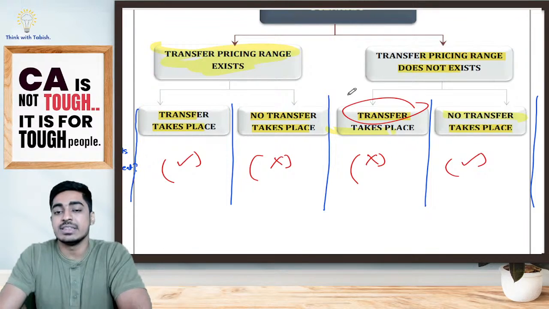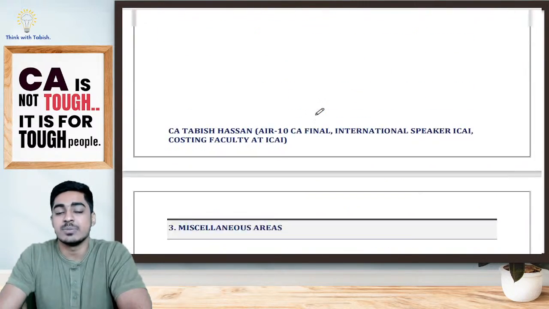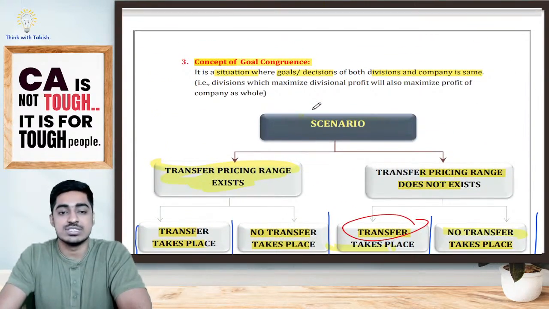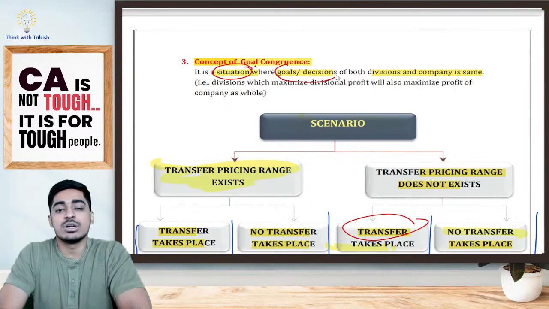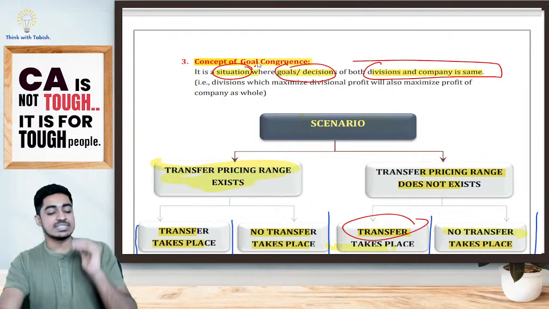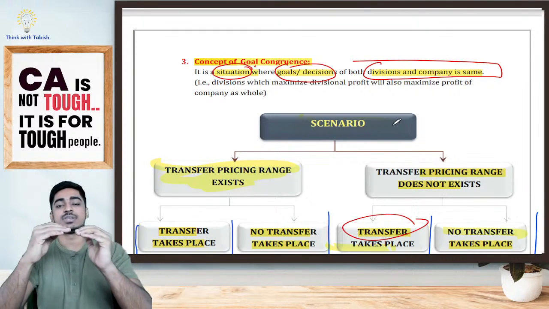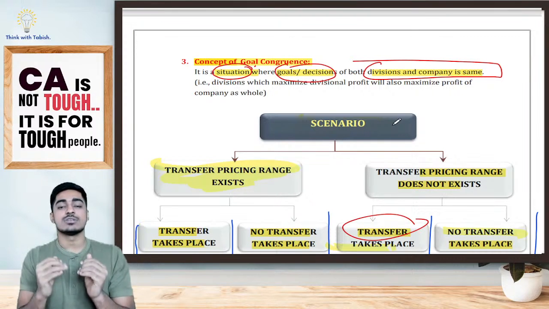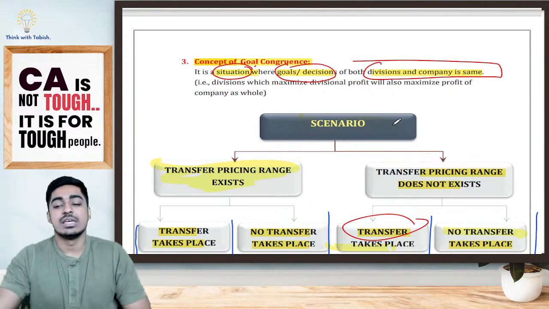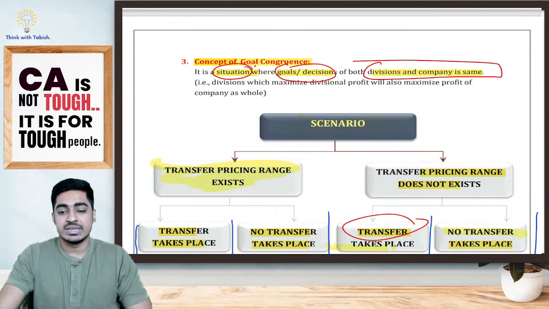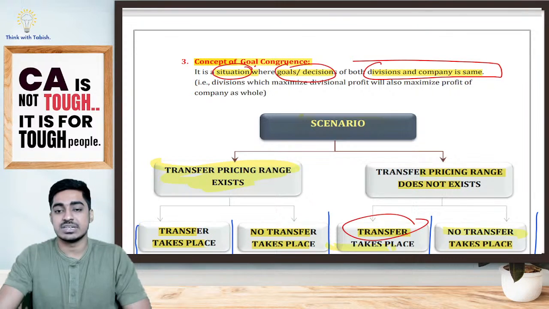Everywhere in theory answers, everywhere in analysis, we'll be using this term goal congruence. What is goal congruence? It is the situation wherein goals or decisions of both divisions and company are the same. The company is telling transfer, divisions are also transferring. The company is telling don't transfer, divisions are also not transferring. That time we'll tell the goals are congruent. Otherwise, we'll tell the goals are not congruent. Is it clear, students? With this, we've finished negotiation based transfer price.